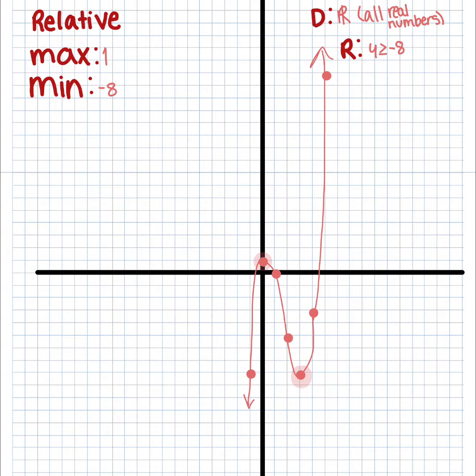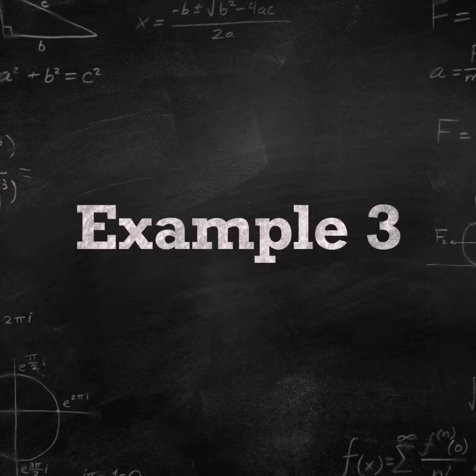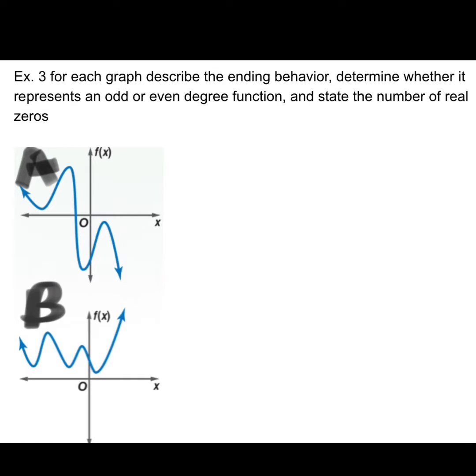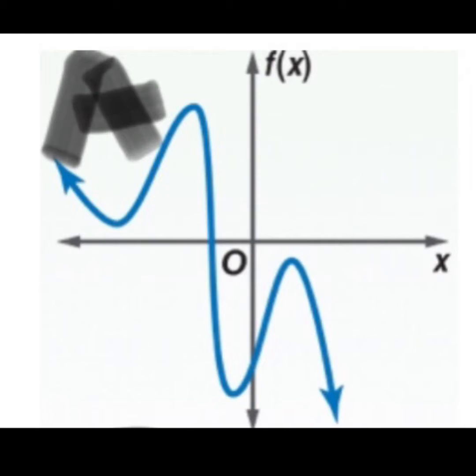x approaches negative infinity, f of x approaches negative infinity, and as x approaches positive infinity, f of x approaches positive infinity. Example 3. Here we see our two graphs and we are to describe the ending behavior, determine whether it is an even or odd function, and state the number of real zeros.